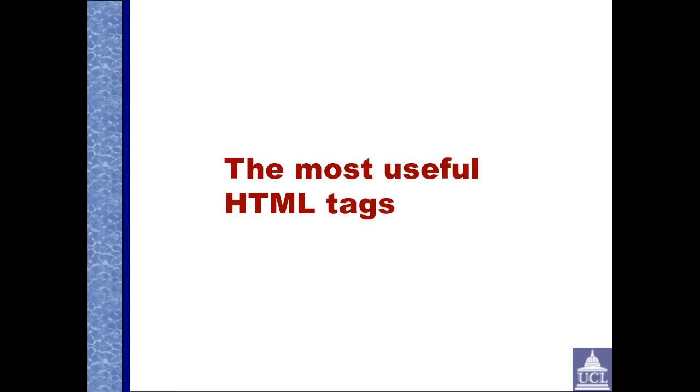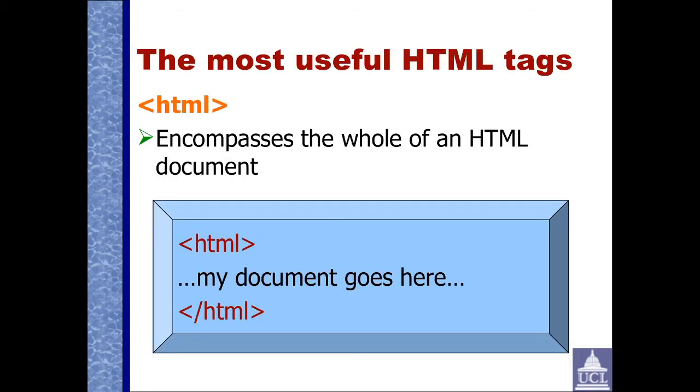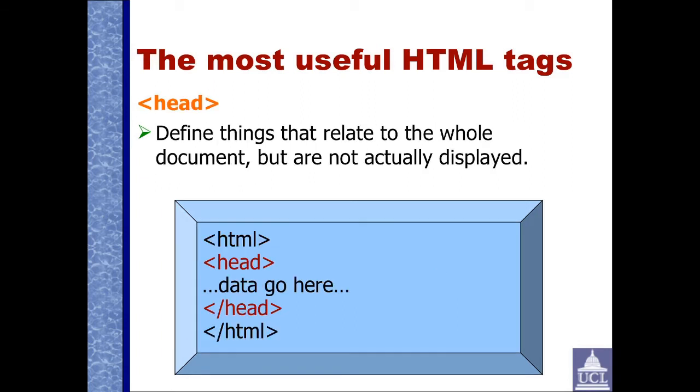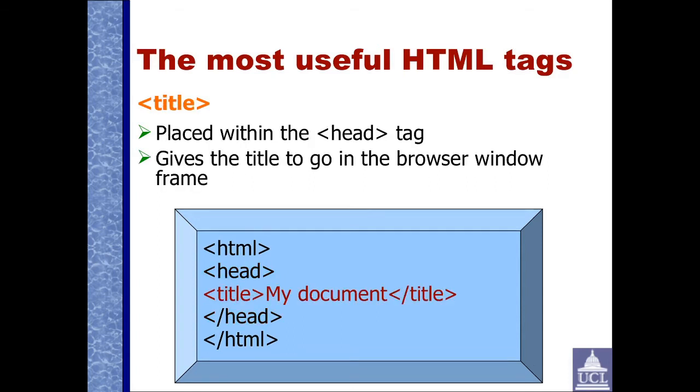Let's have a look then at the most useful HTML tags. You've already seen a couple of them in the examples that I've given. The first is the HTML tag, which wraps around the whole of the HTML document. And within that, we have a head tag, which defines things that relate to the document, but are not things that are actually displayed. So things that are kind of meta information about the document. So one example would be the title. And the title, which is placed within the head tag, produces the title that goes in the top of the browser window.